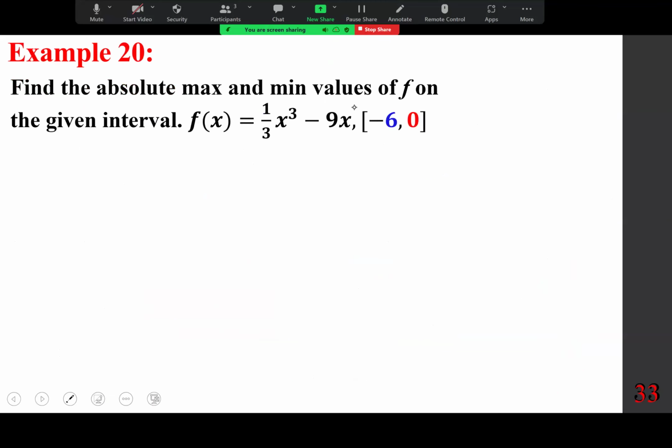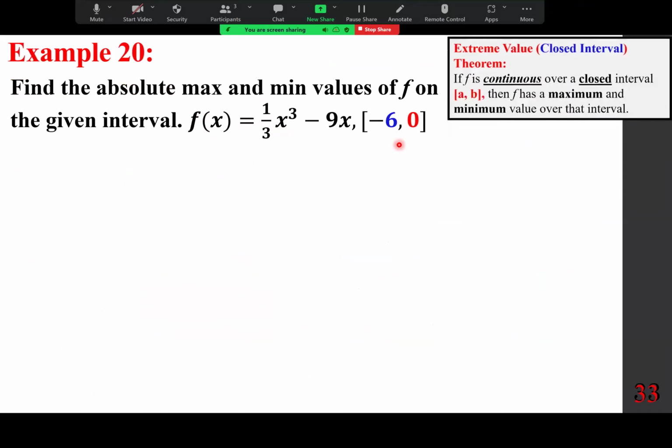Find the absolute max and min value of f on the given interval where f of x is given as 1/3 x cubed minus 9x. The interval is the closed interval of -6 to 0. So here's the extreme value theorem, also known as the closed interval theorem. If f is continuous over a closed interval of a to b, then f has a maximum and minimum value over that interval.